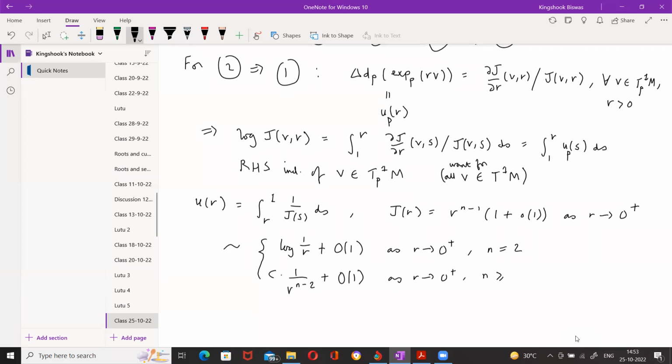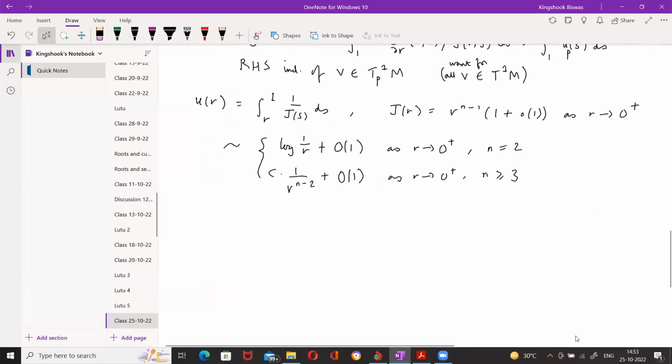So in either case, you can see that this radial harmonic function has a singularity at the origin, at the point P. This function, this radial harmonic, blows up at P. In fact, this is what we will call the Green's function based at P.